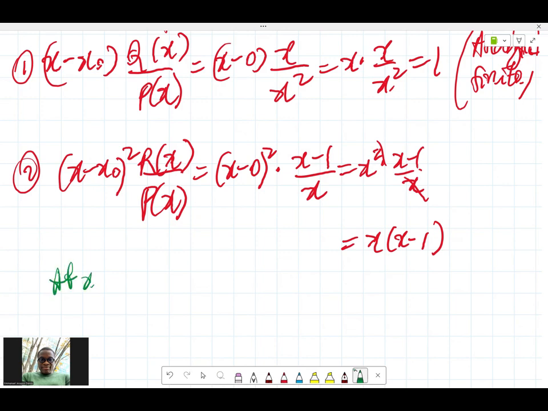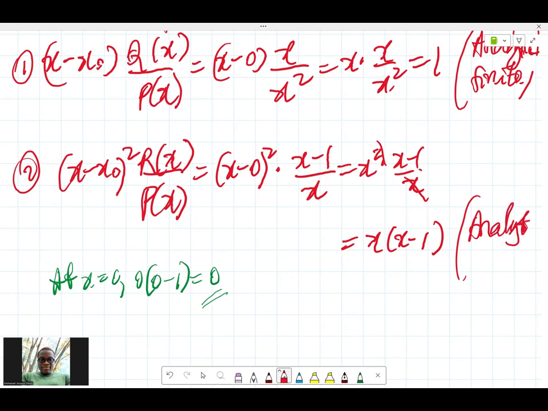At x equals 0, we have 0 into 0 minus 1, which is simply 0. 0 is a good answer as far as it is not infinity. So with this also, we say that this is also analytic at x equals 0 because you have this expression defined at that point.